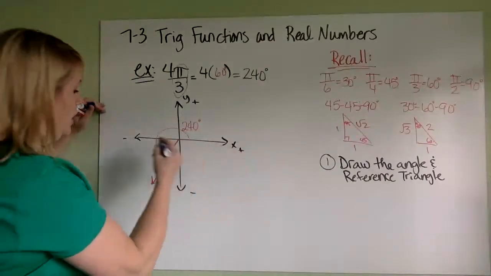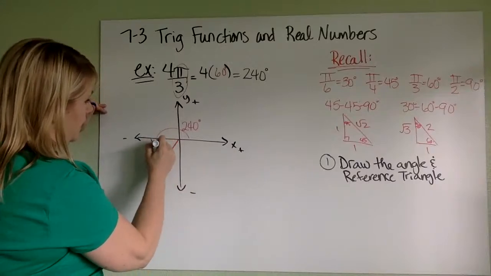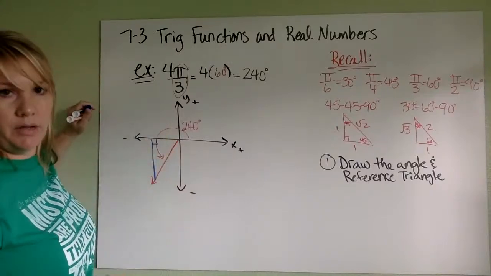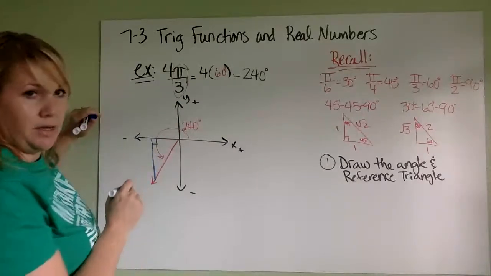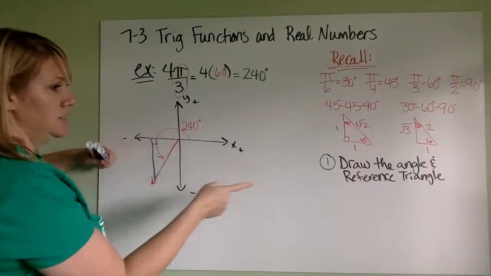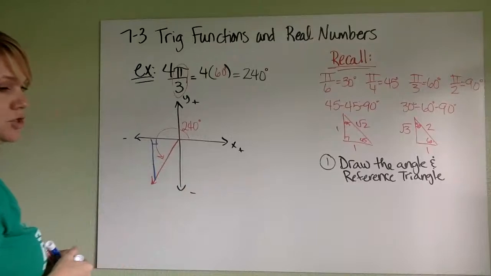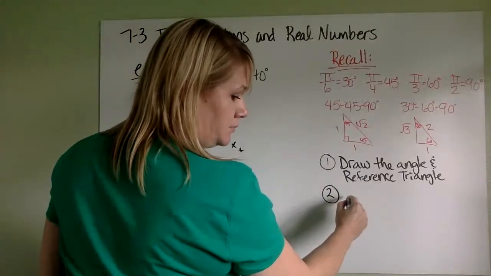Okay, so what I'm going to do is draw a reference triangle straight to the nearest x-axis, and it's going to be a right triangle on purpose. Okay, so we want a right triangle so that we can use our sine and cosine tangent. It has to be right. Okay, so that's this first step, is to draw your reference triangle. Find your reference angle.